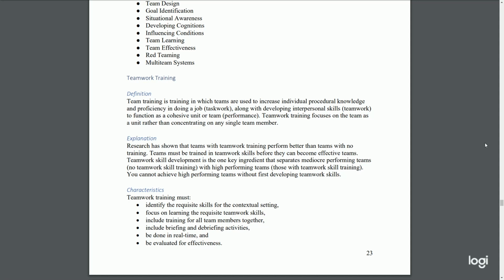Characteristics. Teamwork training must identify the requisite skills for the contextual setting, focus on learning the requisite teamwork skills, include training for all team members together, include briefing and debriefing activities, be done in real time, and be evaluated for effectiveness.